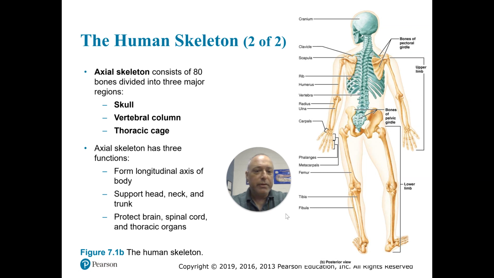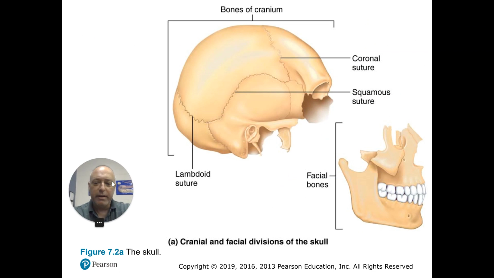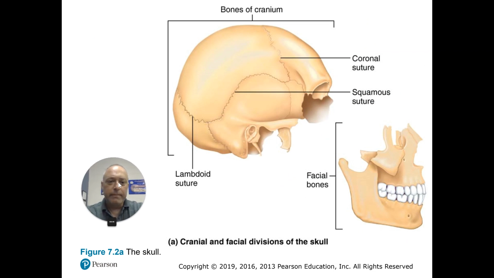Here's a posterior view of the cranium and spinal cord and bones of the pelvic girdle. You can see the sacrum is still part of the axial skeleton, whereas the pubis is not. Okay, let's focus on the bones of the cranium.